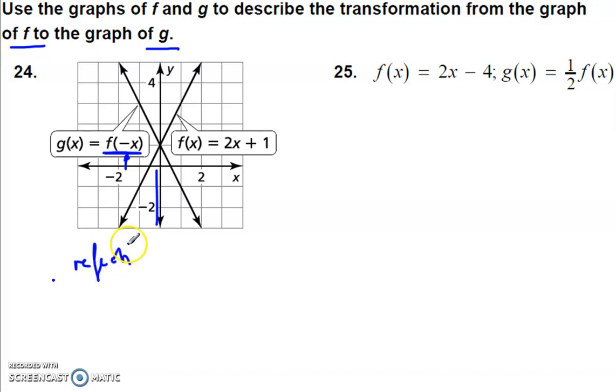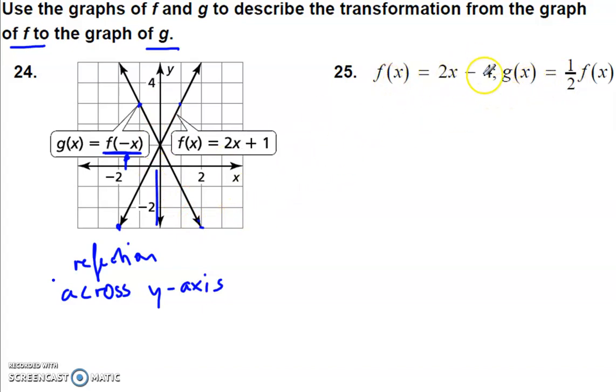Reflection across the y-axis. And then we can look at the graph to see, is that true? Did this point get reflected across the y-axis to over here? Yes, it did. This point got reflected across the y-axis. Yes. All right, reflection across the y-axis.